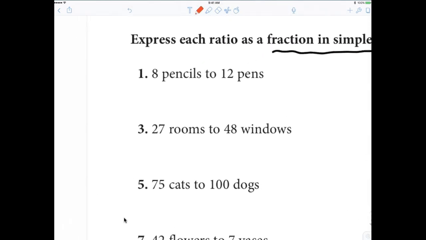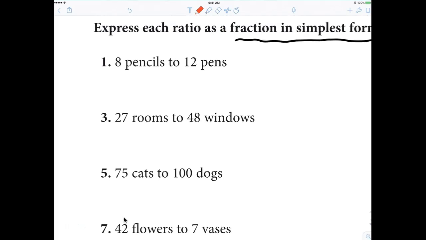So here we go. Number one, we would just write 8 to 12. Everybody know, we're going to write the whole step just for now, just to make sure. We're going to divide by 4 and divide by 4. So 8/12 reduces to 2/3. Now, I'm not going to do that for every problem because that's just something I would expect you to know. We're just reducing the fractions.